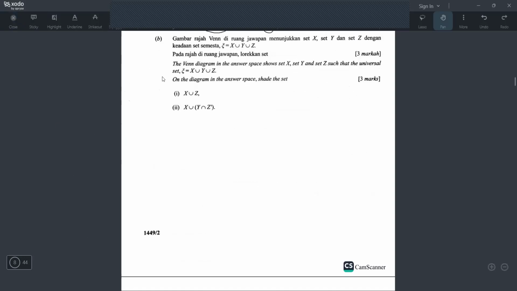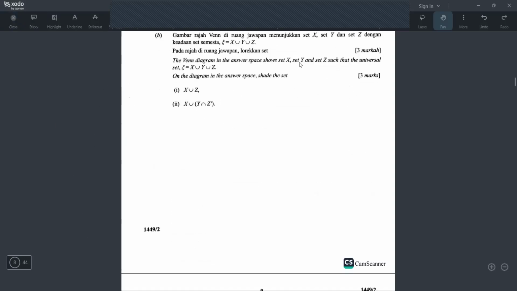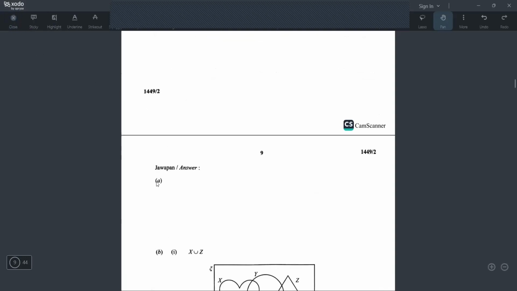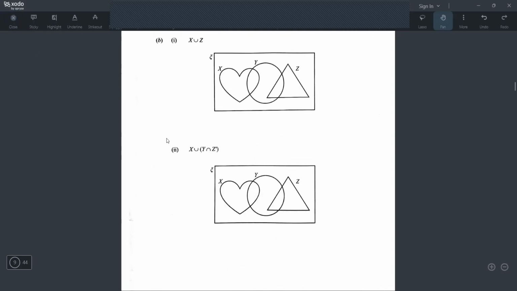Okay, let's continue. The Venn diagram in the answer space shows sets x, y, z such that the universal set is x union y union z. On the diagram in the answer space, shade x union z. Let's go to the answer space and find out where the diagram is. Okay, it's here, right? So now I have to shade x union z. Well, x union z means you will take x, you will take z, and then ambil semua, right? That's what it means by union.